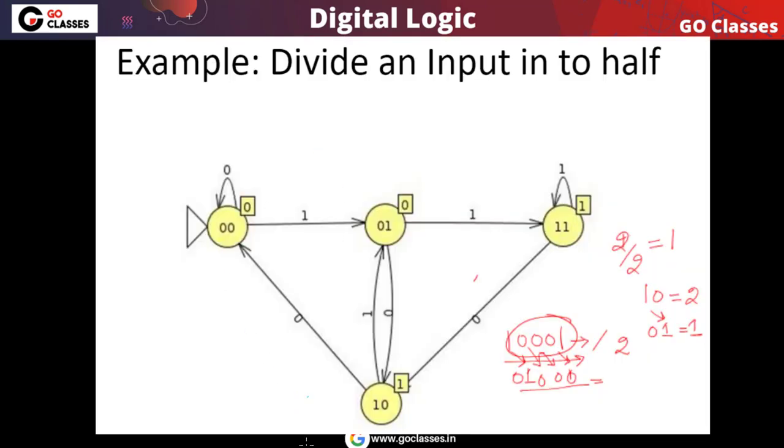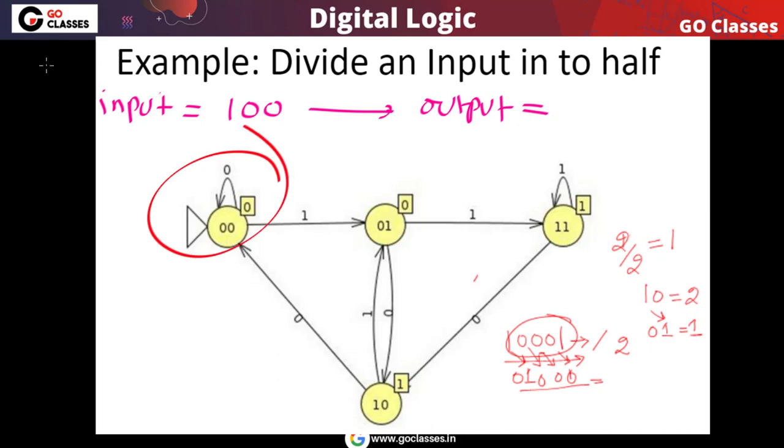This is another Moore machine, you can check it out. This will divide the input by 2. So basically this Moore machine is dividing by 2. You can take any example and check it out. For example, let us assume you have this input. If your input is 100, then what will be the output? For this output you can just check it out.